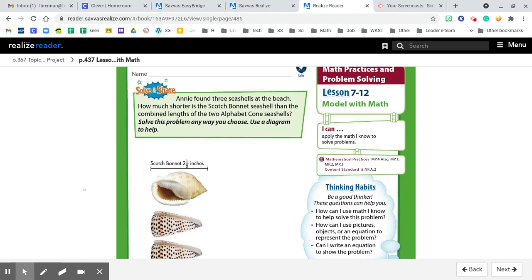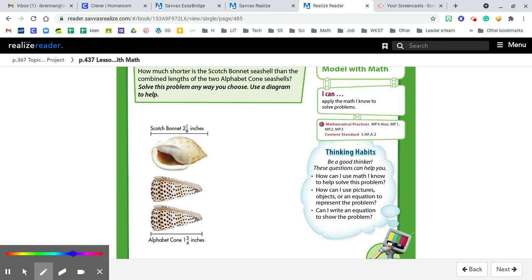All right, I'd like to solve this word problem for lesson 7-12, math practices and problem solving. This is applied learning. We're going to take our addition and subtraction of fractions and apply it to real world problems. Annie found the 3 seashells at the beach. How much shorter is the Scotch bonnet seashell than the combined lengths of the 2 alphabet cone seashells?